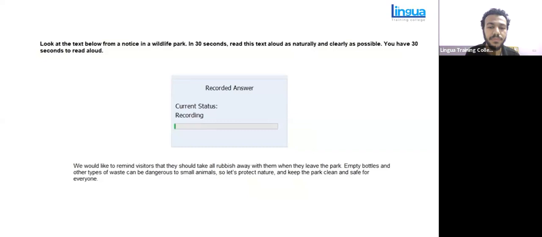you have pauses and break the text into chunks, small chunks. So that sounds natural and clear when you're speaking. So you would say something similar to, would like to remind visitors that they should take all rubbish away with them when they leave the park.